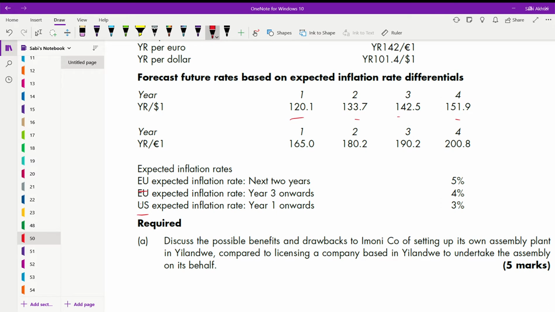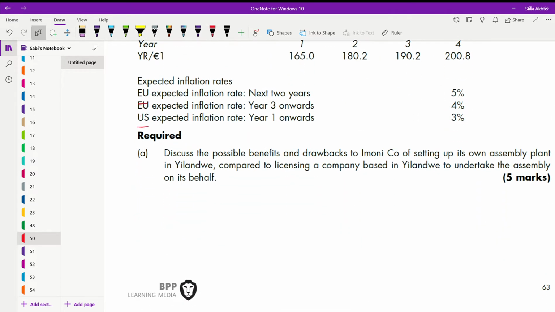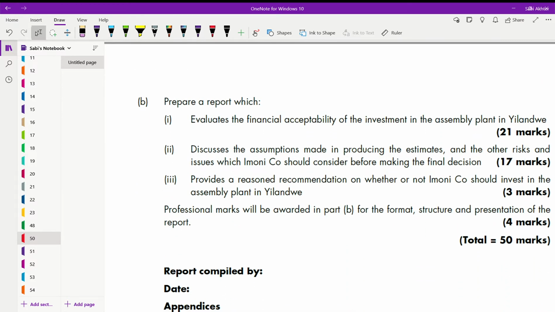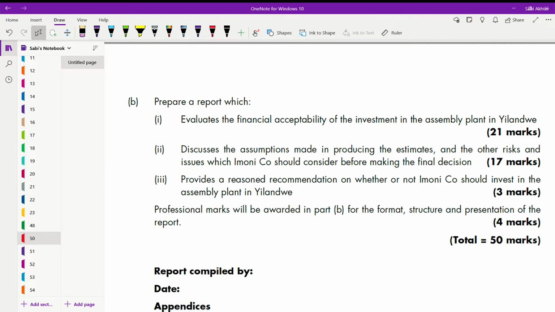And what are you required to do? The first is A. It is not required. It is a theory part that you should be able to do. Coming to part B. My focus is part B, financial acceptability, in the assembly plan. Clearly, net present value. Assumptions made. You also have to make your assumptions. Make sure you discuss your assumptions.